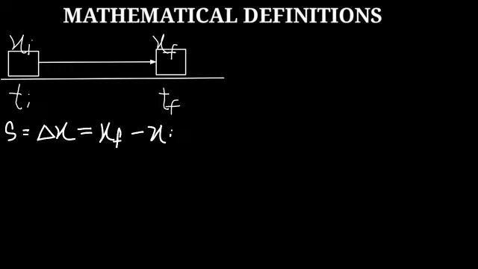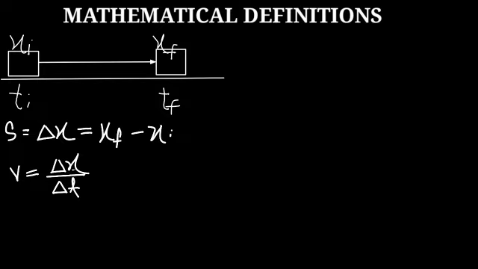Average velocity. The average velocity is defined as the total displacement divided by the total interval over which that displacement occurs. v equals delta x by delta t. Again, velocity is a vector, so its sign indicates the direction of the average velocity.